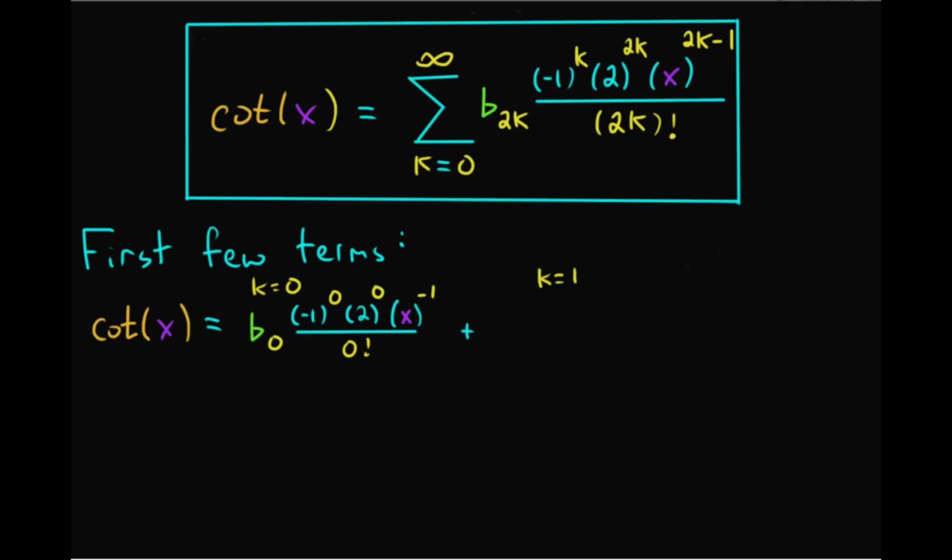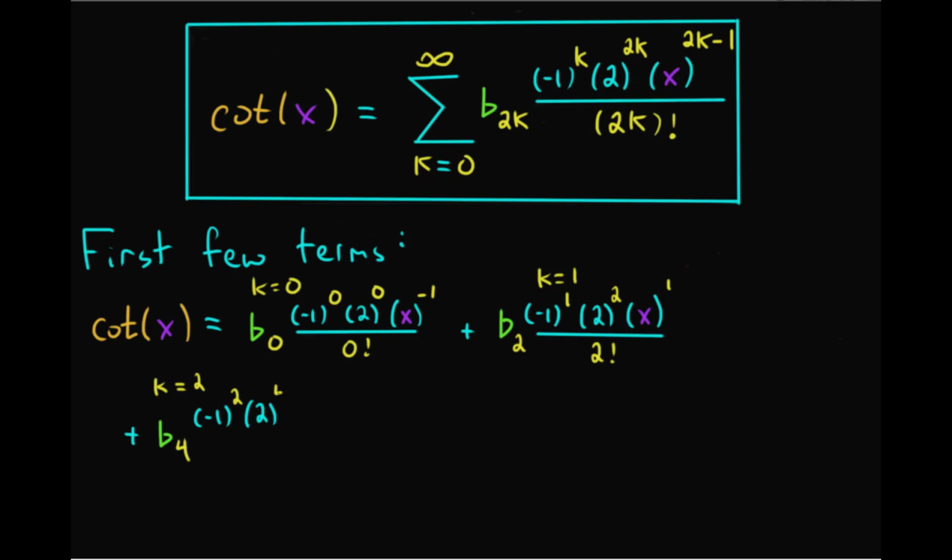Plus, letting k equal 1, b sub 2 times negative 1 to the 1 times 2 to the second power times x to the first power all over 2 factorial. Plus, letting k equal 2 now, b sub 4 times negative 1 to the second power times 2 to the fourth times x to the third power all over 4 factorial.